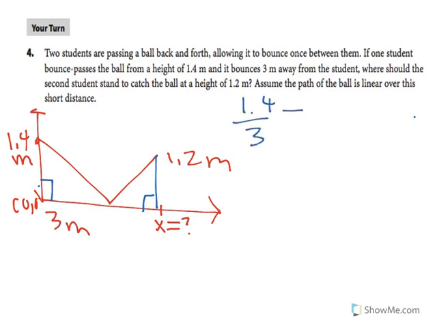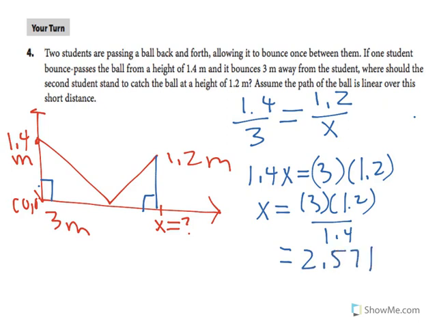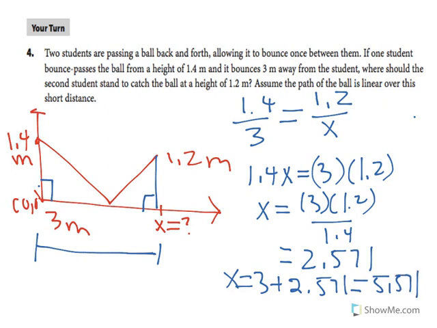So we can use 1.4 over 3 equal to 1.2 over x. And then use our cross product, so then 1.4x equal to 3 times 1.2. And then solve for x, so x equal to 3 times 1.2 over 1.4. So when we work this out, our x is going to be 2.571. Right? So then the total distance from one person to the next is going to be equal to 3 plus 2.571, which gives us 5.571. Okay.